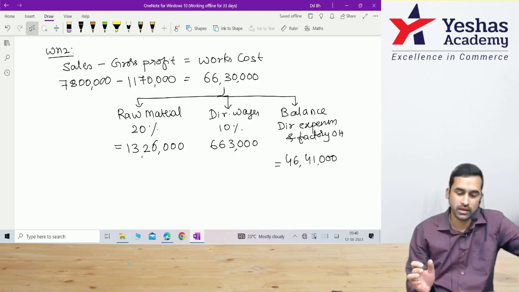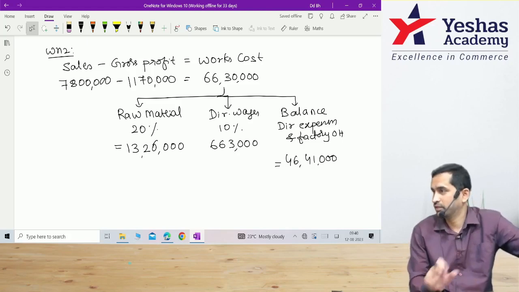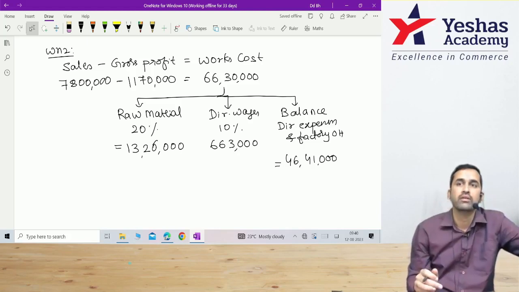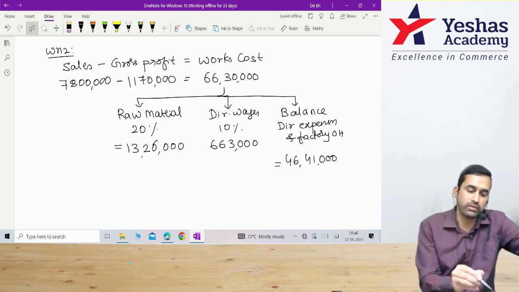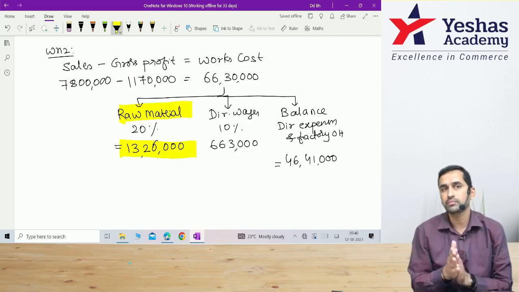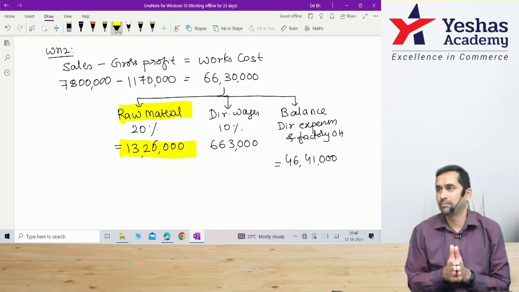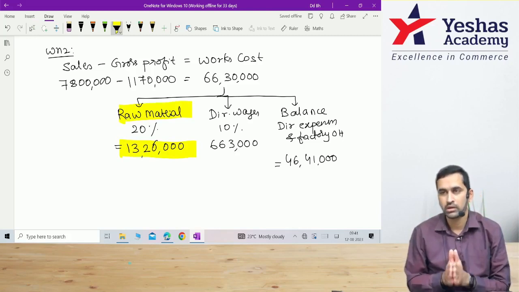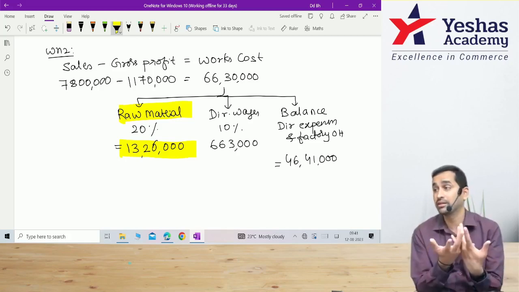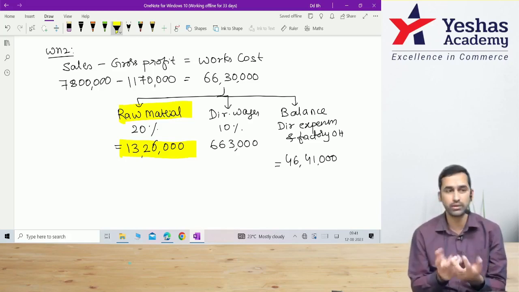Yes. Now, those who have space, you can fill this in the trading account itself. Otherwise, we can write it here. I have one doubt. When we say raw material is 13,26,000, is this raw material purchase or raw material consumption? Remember, consumption is the cost, purchase is not the cost, because purchased raw material can be returned also. Consumed raw material cannot be returned.